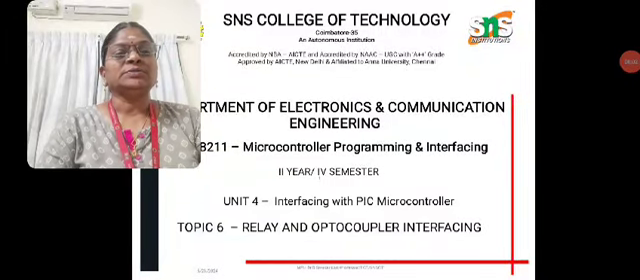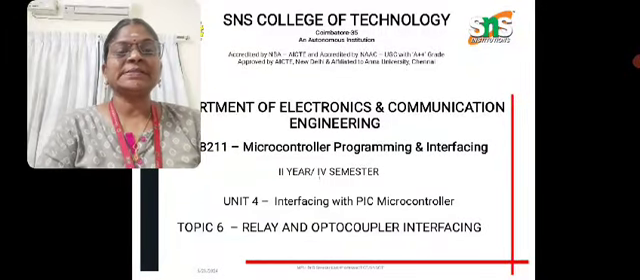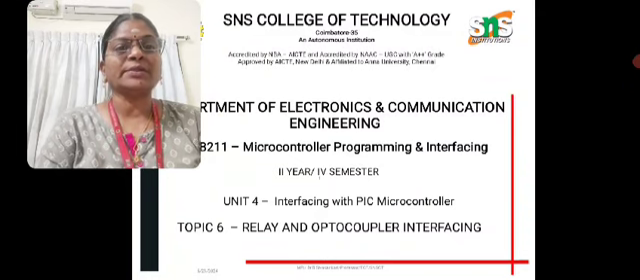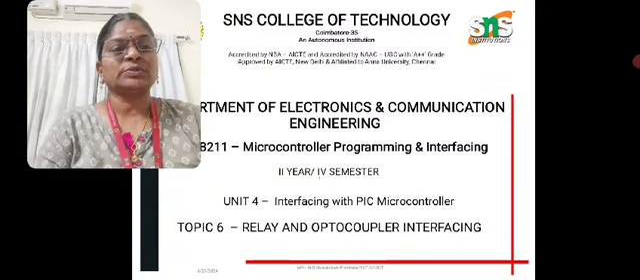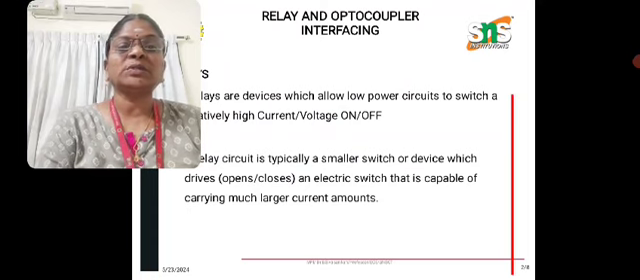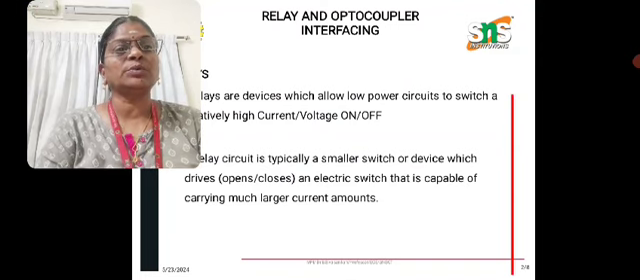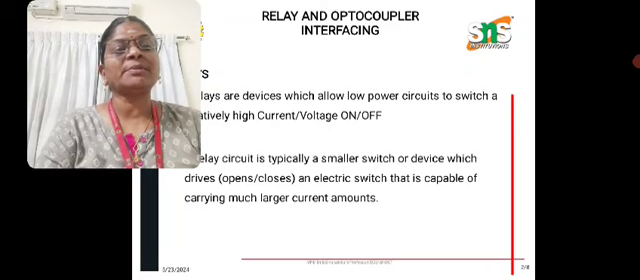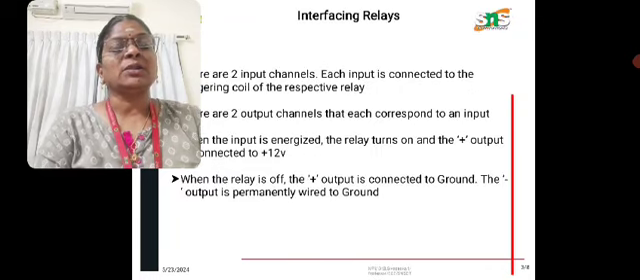Good evening. So in this session we are going to discuss the next interfacing devices, relays and optocouplers. How are we interfacing relays and optocouplers with microcontrollers? First of all, we should know what relays are. Relays are devices which allow low power circuits to switch a high current or voltage on or off. A relay circuit is typically a smaller switch or device which opens and closes an electric switch that is capable of carrying much larger current amounts.